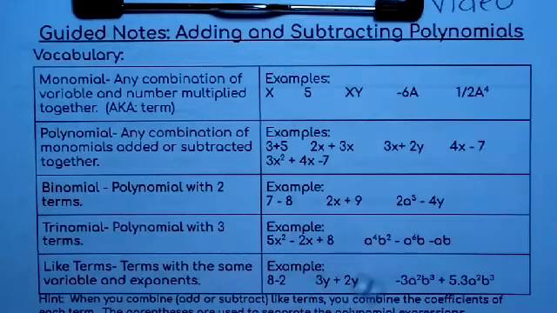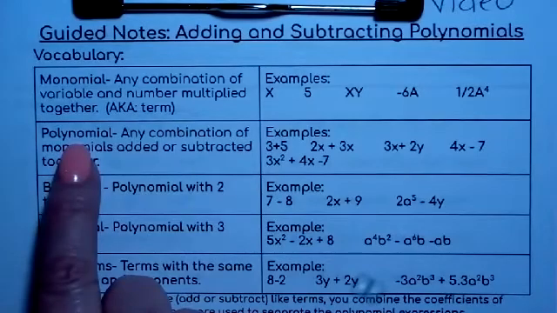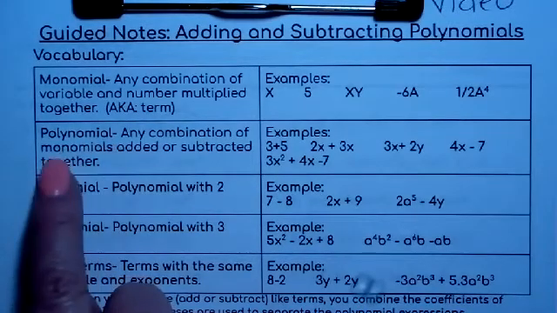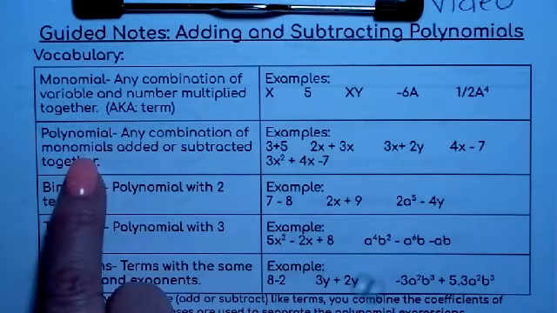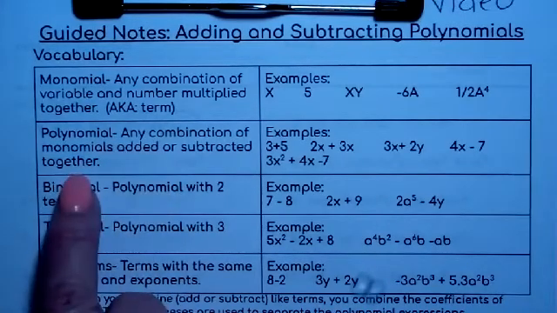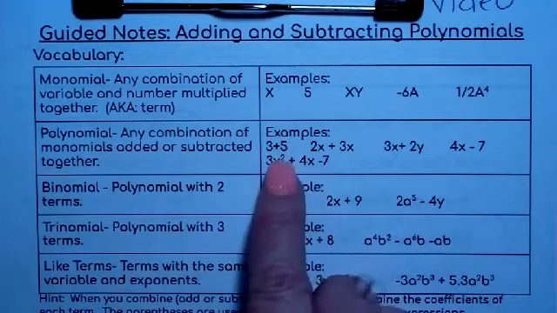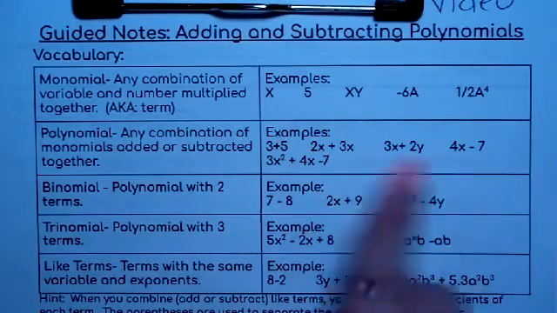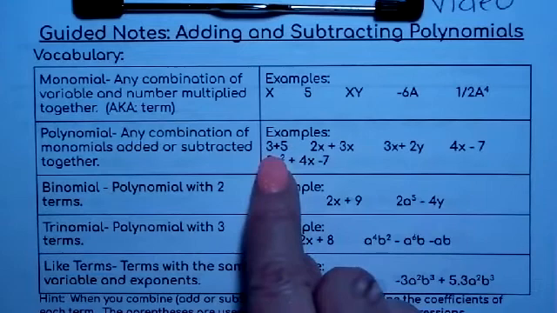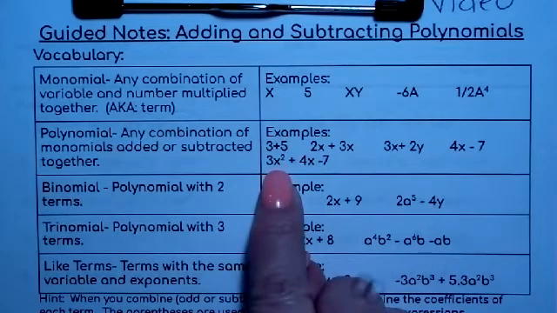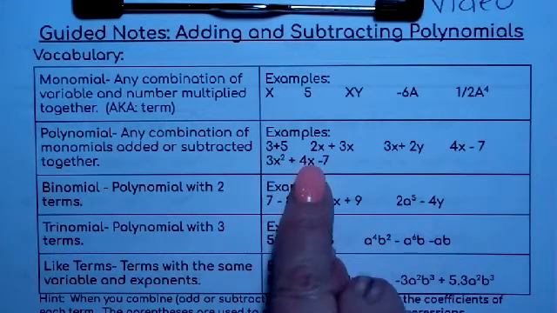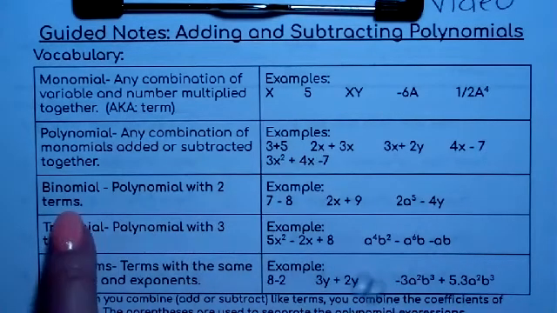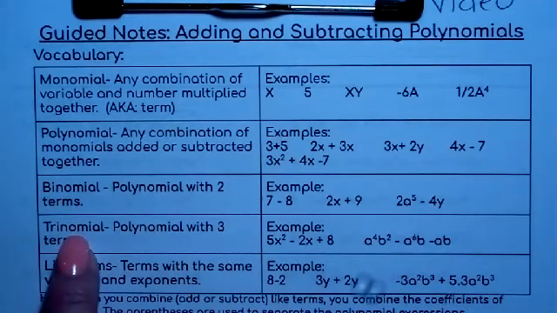Okay, now the new word that we're going to pick up here is polynomial. Okay, a polynomial is any combination of monomials that are added or subtracted together. So they're any expression such as these where each term or monomial, remember, term is another word for it, is added or subtracted. Okay, now the next two terms, binomial and trinomial, those are going to be words we use a lot in this unit.